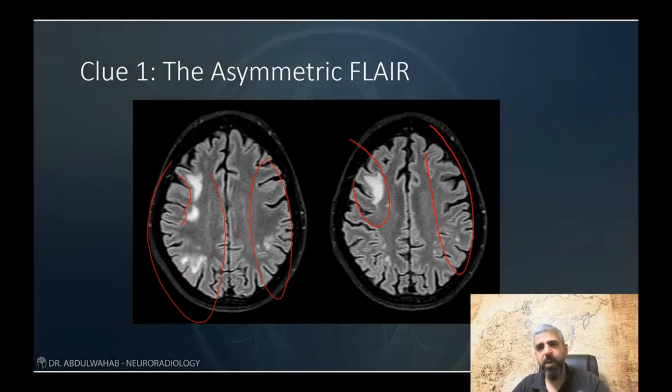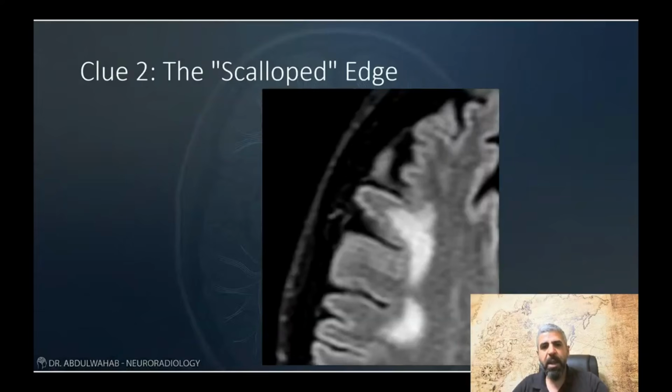Let's go to clue number 2, what we call the scalloped edges. See that wavy scalloped edge? That's the virus eating the U fibers. When the virus is here, it eats the subcortical U fibers, not the cortex, okay? This is a classic signature. Most white matter diseases spare these fibers, but this suspect loves them.